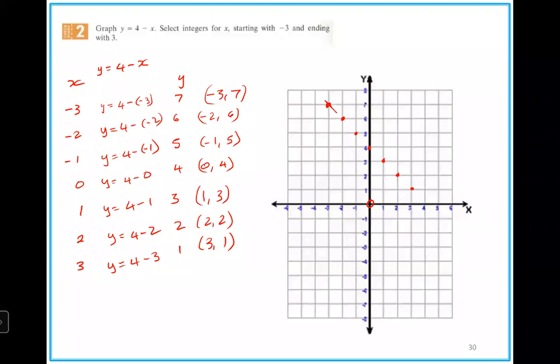So let me see, I will try to get a straight line. Okay, so you join the points together like that, and you could write the equation on the line: y equals 4 minus x. And so that's your graph of the line y equals 4 minus x. You clear on that? Clear. Okay, all right.